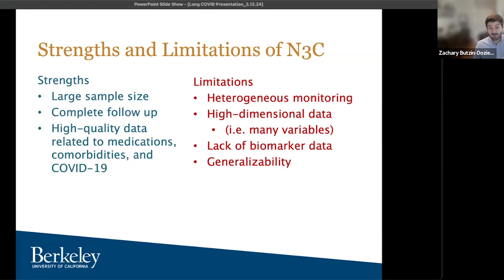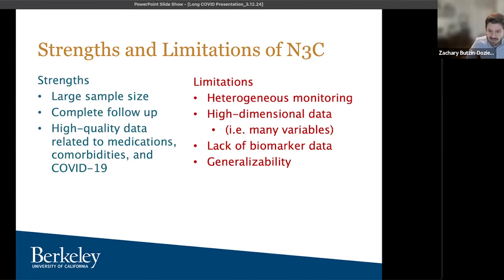Then there's also high dimensional data, which means that each participant is going to have many covariates. And so I'll describe a little bit more in a bit why that can be a drawback. But of course, it's also a benefit to have so much information. We also have a lack of biomarker data. It's pretty rare that folks, whether you're presenting at your regular doctor's office or at a hospital, are going to have a ton of biomarker measurement that we might really care about in a research context, but might not be quite as relevant in that clinical setting.